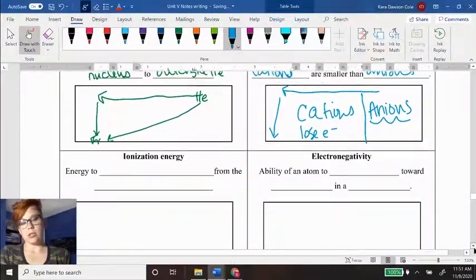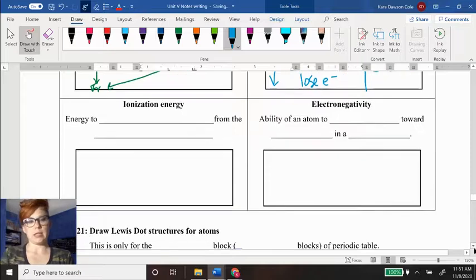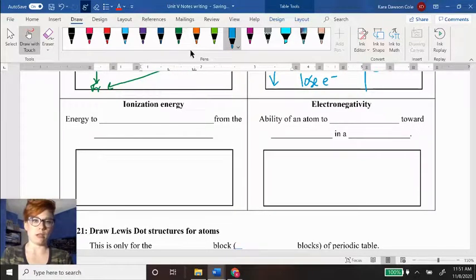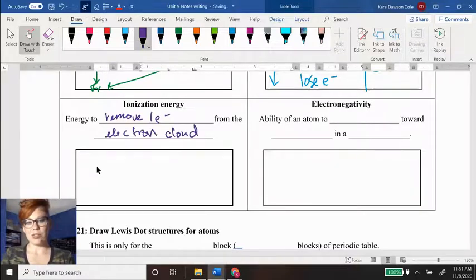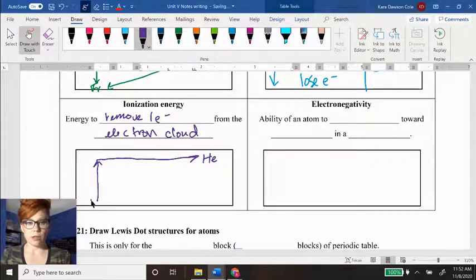The third one that you graphed was ionization energy. This is the energy to remove an electron from the electron cloud. It increases across a row. So helium would be the largest ionization energy, and it decreases down a column. So it's increasing up the column. Again, so francium would have the smallest, helium would have the largest.